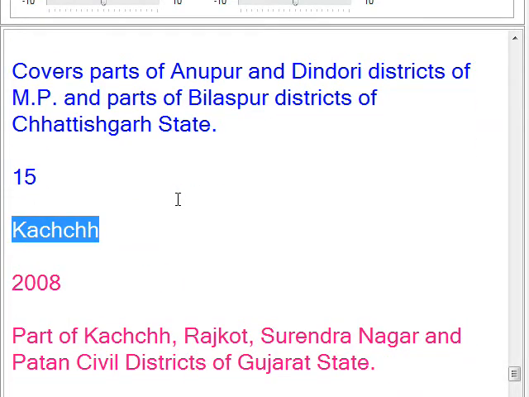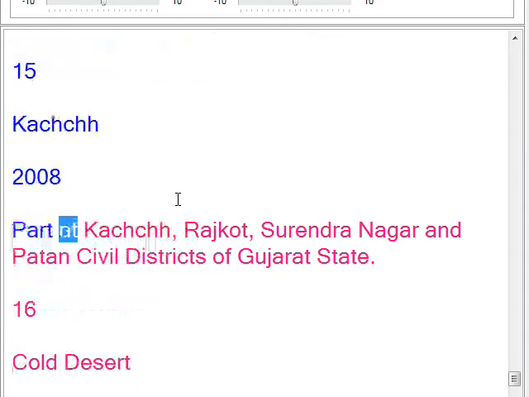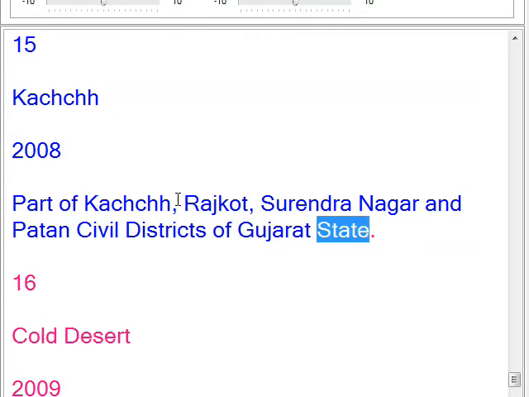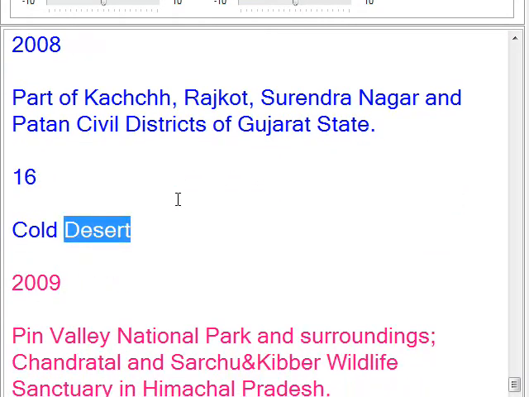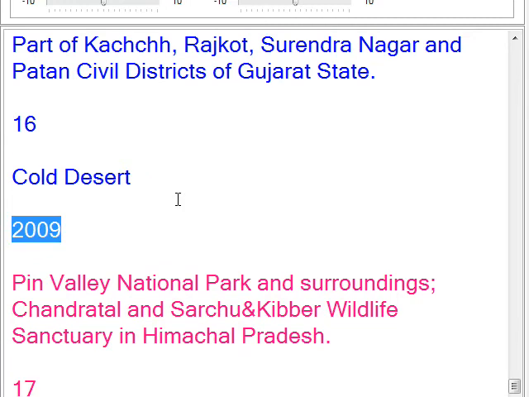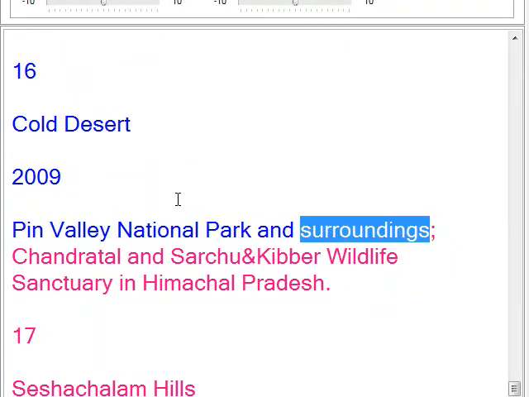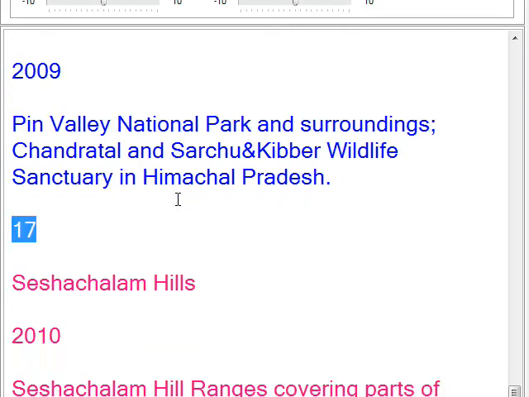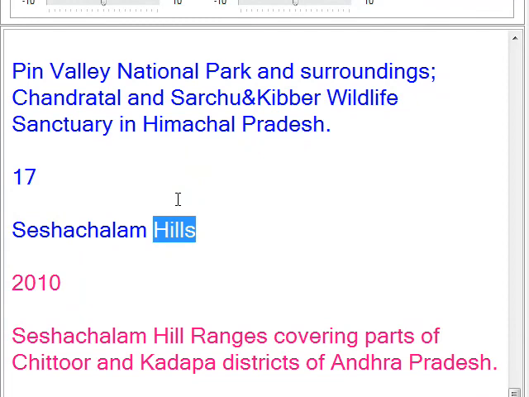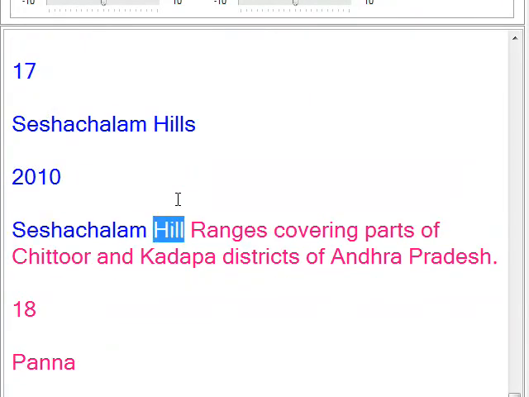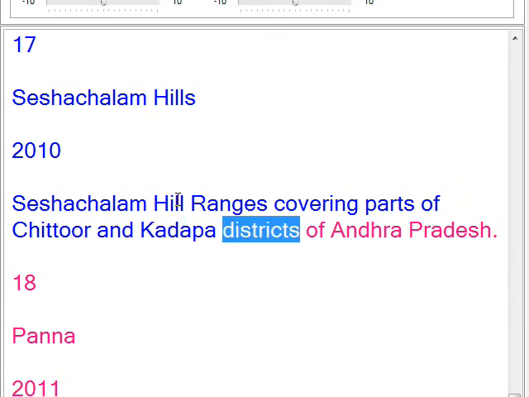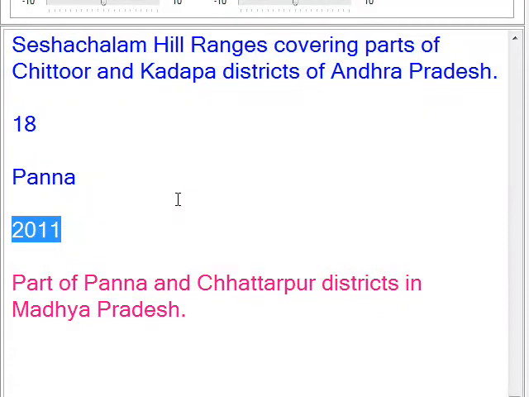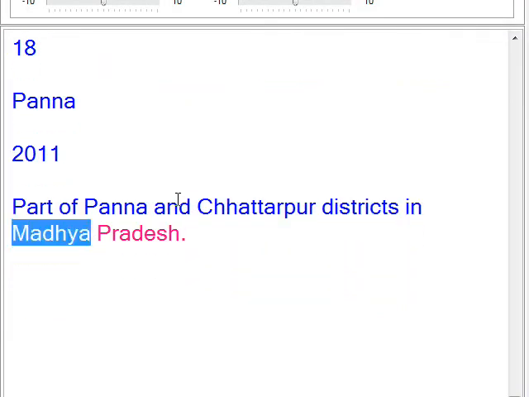15. Kachchh, 2008. Parts of Kachchh, Rajkot, Surendranagar and Patan districts of Gujarat state. 16. Cold Desert, 2009. Pin Valley National Park and surroundings, Chandratal and Sarchu, and Kibber Wildlife Sanctuary in Himachal Pradesh. 17. Seshachalam Hills, 2010. Seshachalam Hill ranges covering parts of Chittoor and Kadapa districts of Andhra Pradesh. 18. Panna, 2011. Parts of Panna and Chhatarpur districts in Madhya Pradesh.